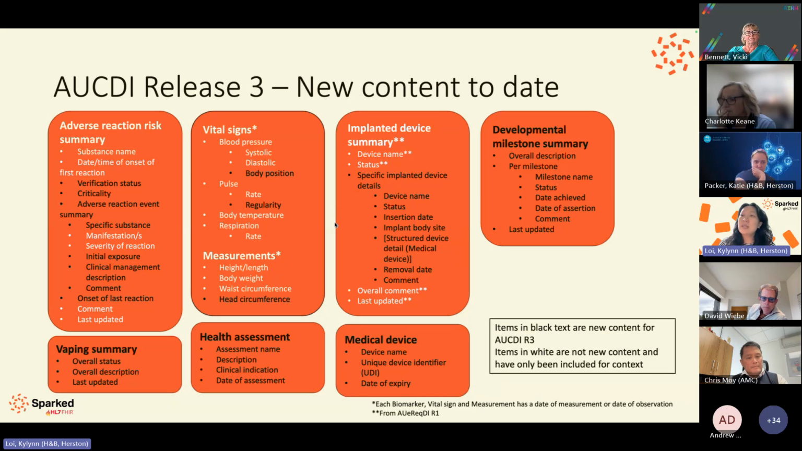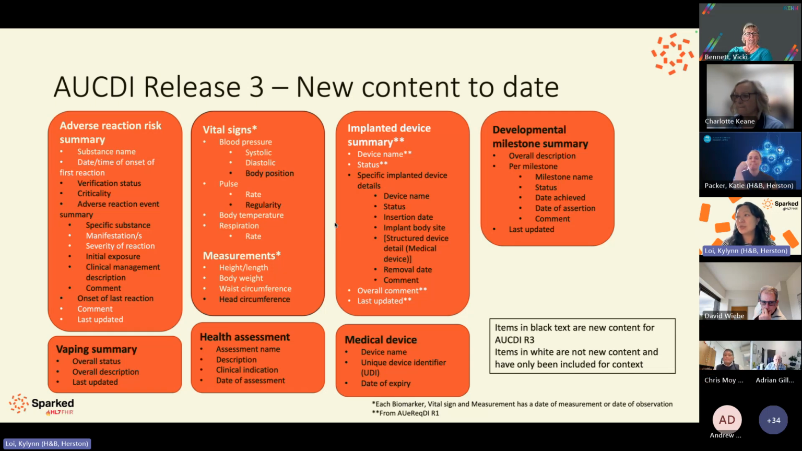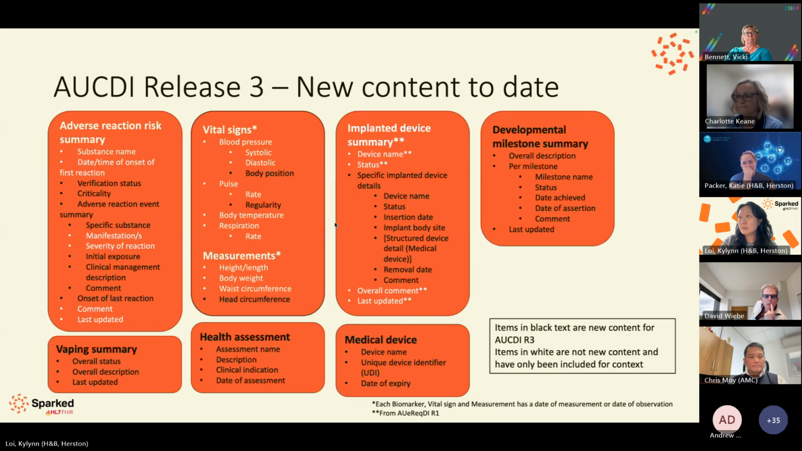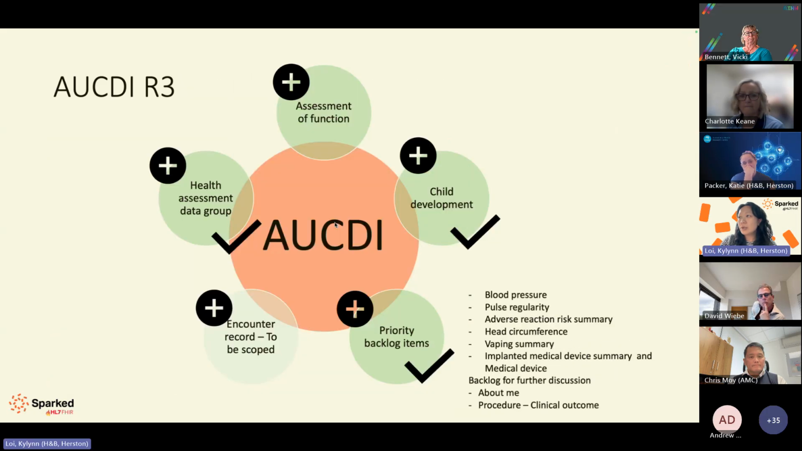So you can see we've added new things to the adverse reaction risk, some new vital signs, and then the implanted device summary has been taken from the AU Request DI and brought into AUCDI with some additional content, and then the developmental milestones, medical device, health assessment and vaping summary. So this was the plan for AUCDI R3, and we've now ticked off something for child development. We've looked at the health assessment data group and worked through the priority data items, and we are looking at assessment of function today.